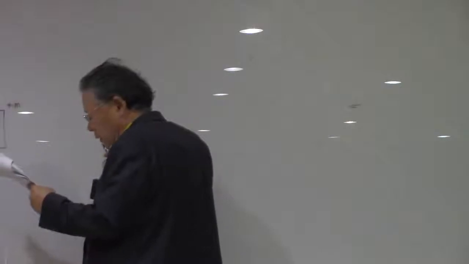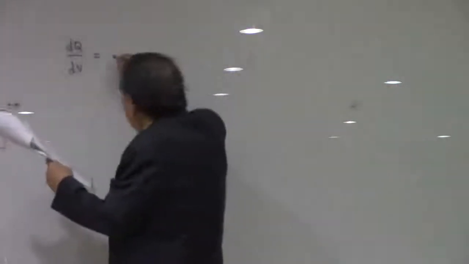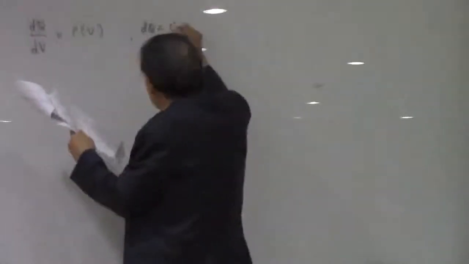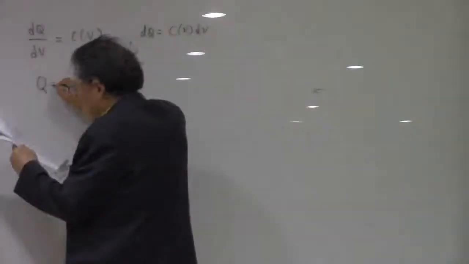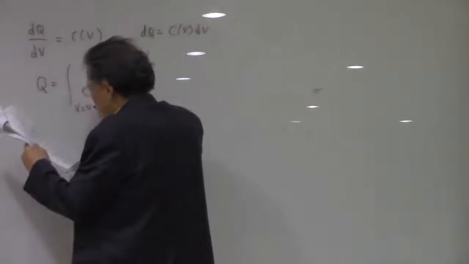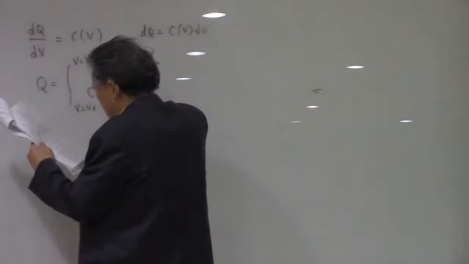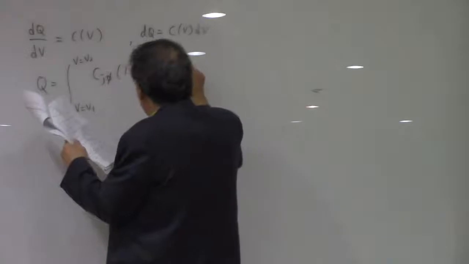Now, to find the charge added to each plate of the junction for given voltages, we can see that dQ over dV is the capacitance, and dQ is CJ(V) dV, and Q is the integral from V1 to V2 of CJ0 times (1 minus V over psi I) to the power minus m, dV.